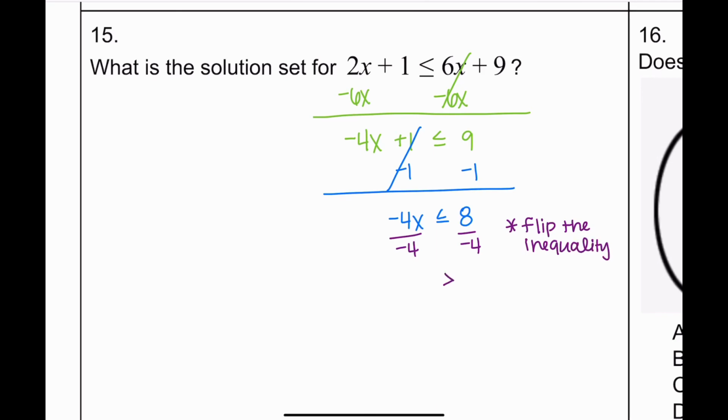So I'm going to write that down first so I don't forget. Now we simplify. Negative 4 over negative 4 is 1. X is greater than or equal to, and then 8 divided by negative 4 is negative 2. So the solution set is that x is any number greater than or equal to negative 2.